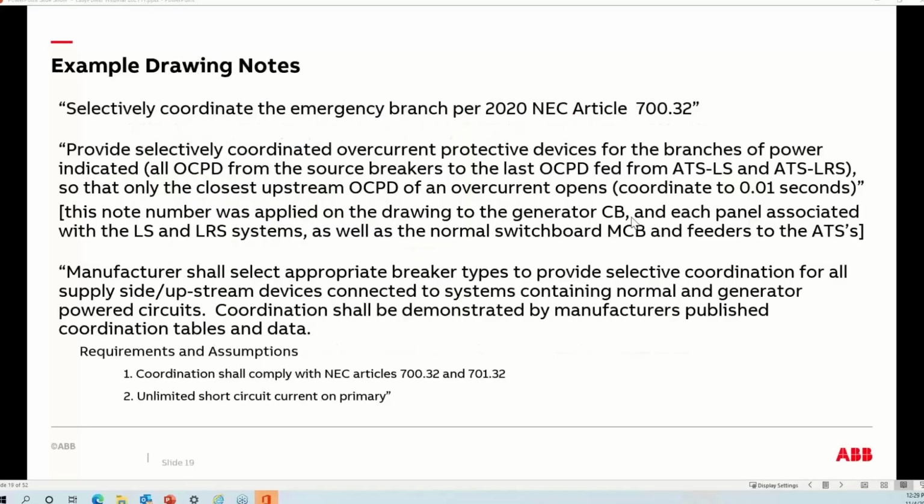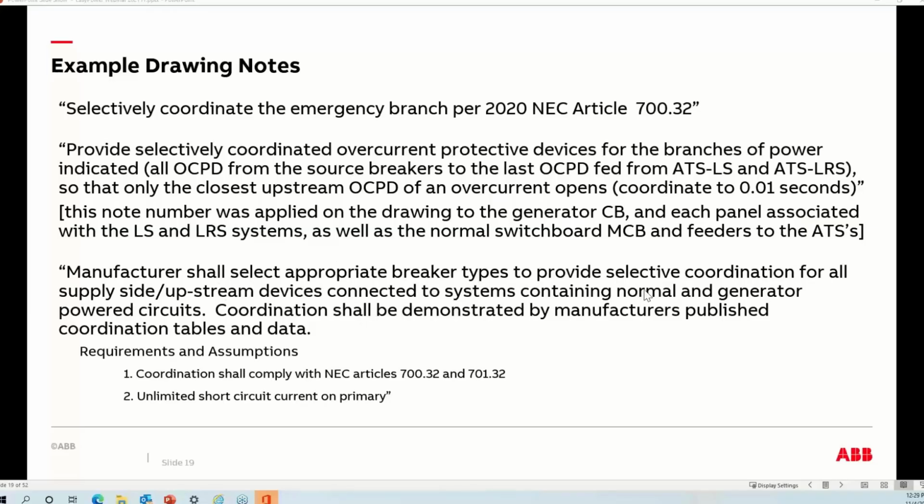And here are examples of drawing notes that I found very helpful, just examples. So: selectively coordinate the emergency branch per 2020 NEC Article 700.32. That tells me everything I need to know to select the correct breakers. The example below that says kind of the same thing. It doesn't do the code reference, but it spells out in good detail, hey, I want devices feeding an ATS-LS and ATS-LRS and what's below it, and they're going to coordinate to 0.01 seconds. And then it has a note number that's applied to all the breakers that are expected to be coordinated to the standard. So again, that's very helpful, applying the note number to the specific breakers. And then here's another example on the bottom.